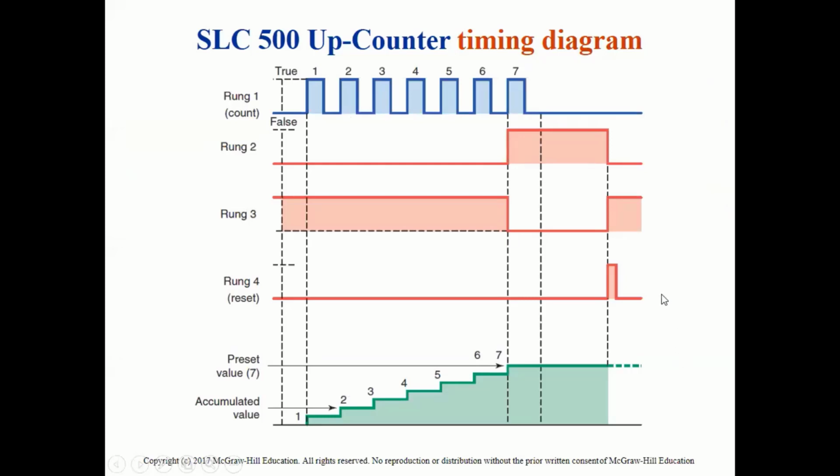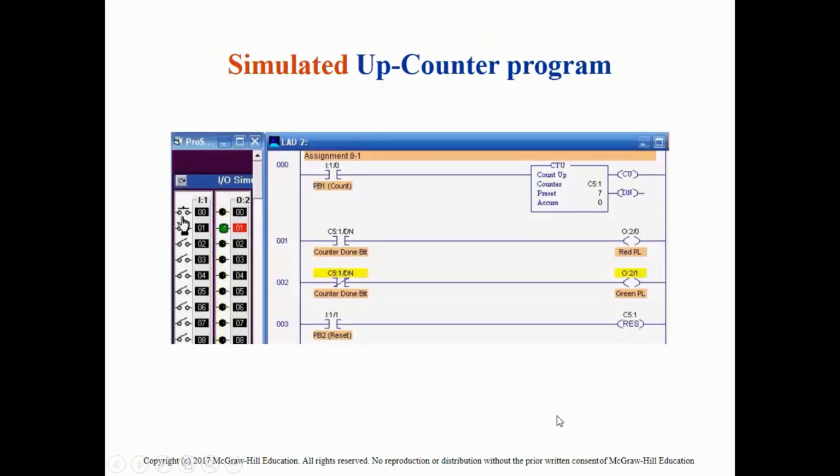Here's the counting timing diagram. As the run goes from false to true, right, for that particular counter, that's what happens. Okay, and then it goes and does the accumulated count based on the preset value of 7. All right, here's a little simulated program for the same counter. So notice how it changes when the done bit enables that pilot light.